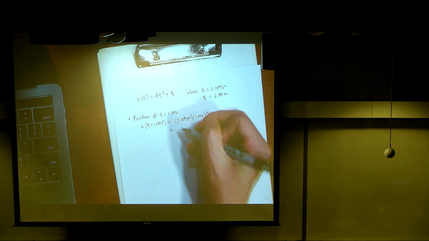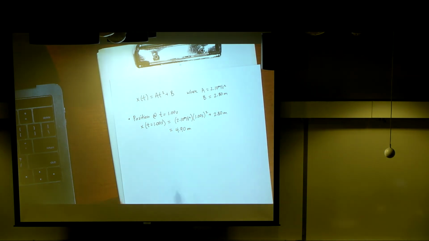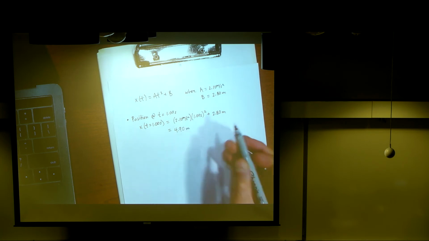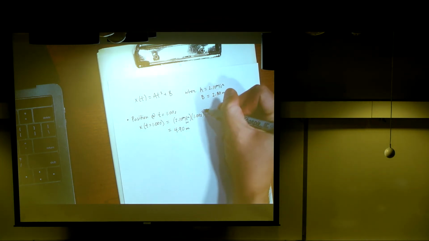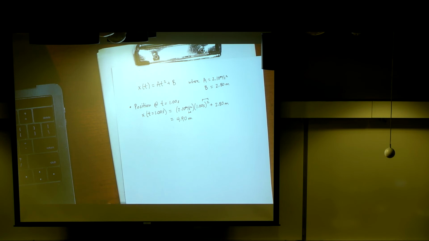4.9. Yeah, it's just 4.90. The units are meters, by the way. See, we have seconds squared on the bottom right here, and then seconds squared on the top right here. So we just end up with units of meters. So that's where the position is at t equals 1 second.